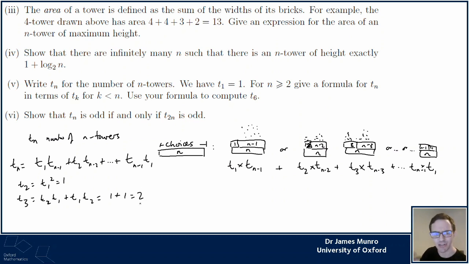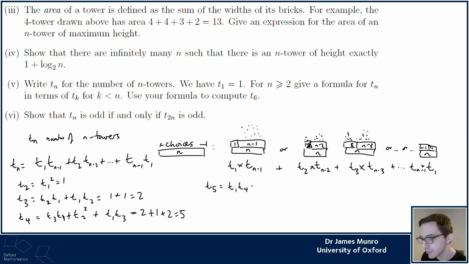That makes sense because the 3 brick gets split into a 2 on the left or a 2 on the right. T4 is T3 T1 plus T2 T2 plus T1 T3, which is 2 plus 1 plus 2, which is 5. That's encouraging. We had 5 possibilities in the first part of this question. T5 is going to be T1 T4 plus T2 T3 plus T3 T2. Oh, hang on. So there's a bit of a pattern going on here, isn't there? Because T1 T4 is the same thing as T4 times T1. I can just work out these first 2 terms and double them.